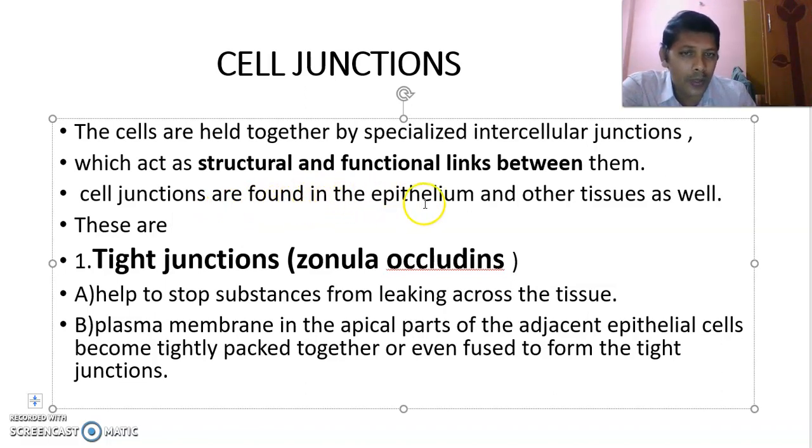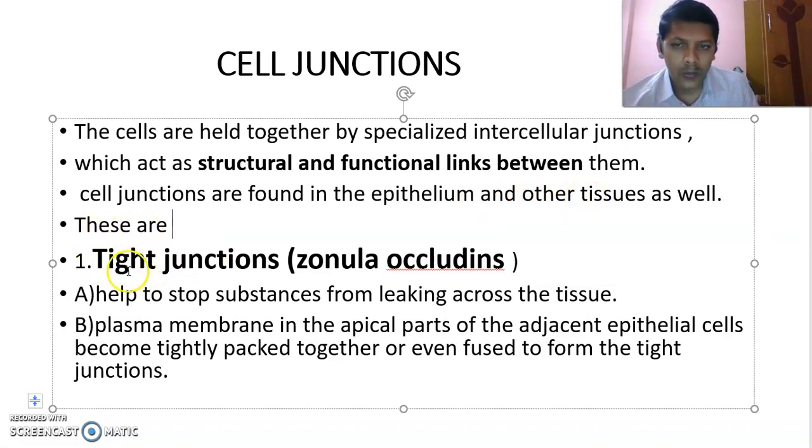Cell junctions are found in the epithelium and other tissues as well. Not only in epithelial tissue, they are also found in other tissues like muscle tissue and cardiac muscle. Cells are held together by specialized intercellular junctions, which act as structural and functional links between them.